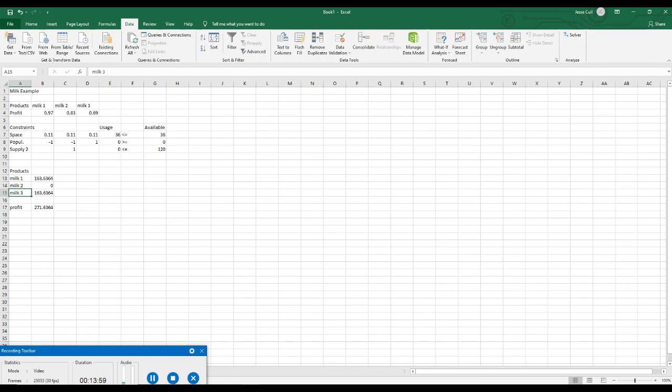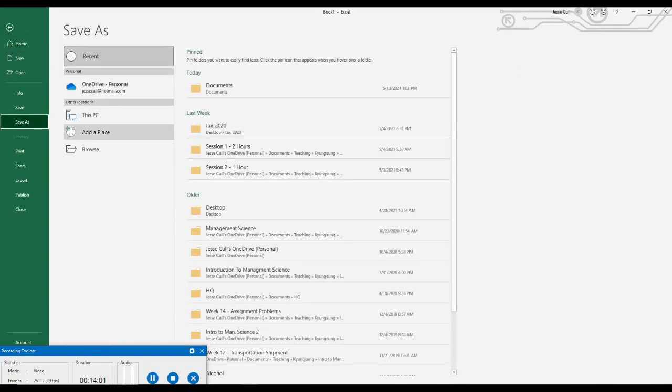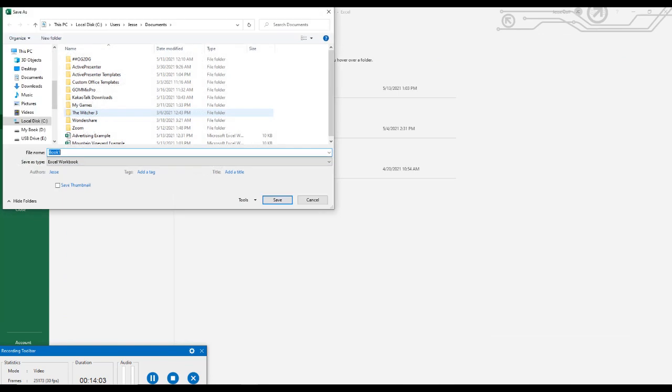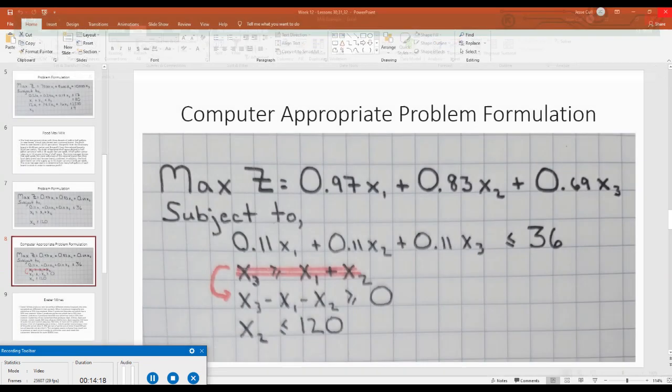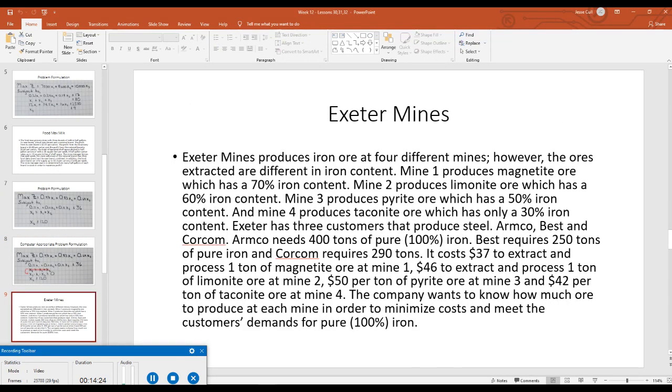So I'm going to save this. And we're going to close this. And we're going to look at the second example today. This is the Exeter mine example.